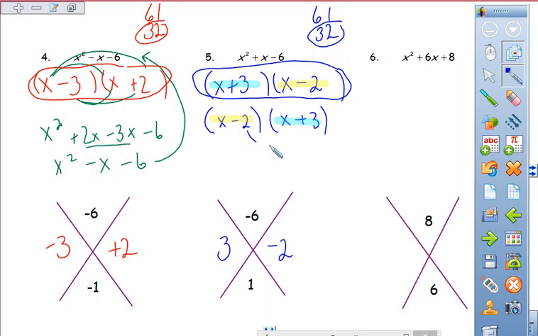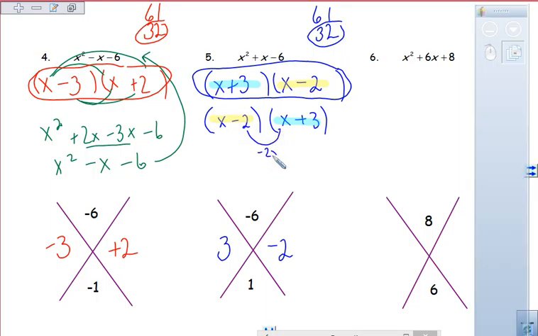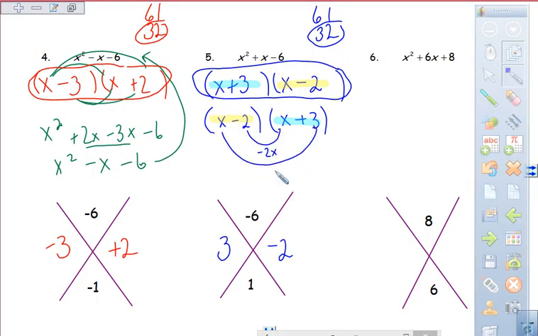And to do a quick check, you check your insides and your outsides to see if they add to give me that middle term. And then your last: a negative 2 times a 3 gives me a negative 6. Pause the video and try number 6 on your own. When you're ready, push play.